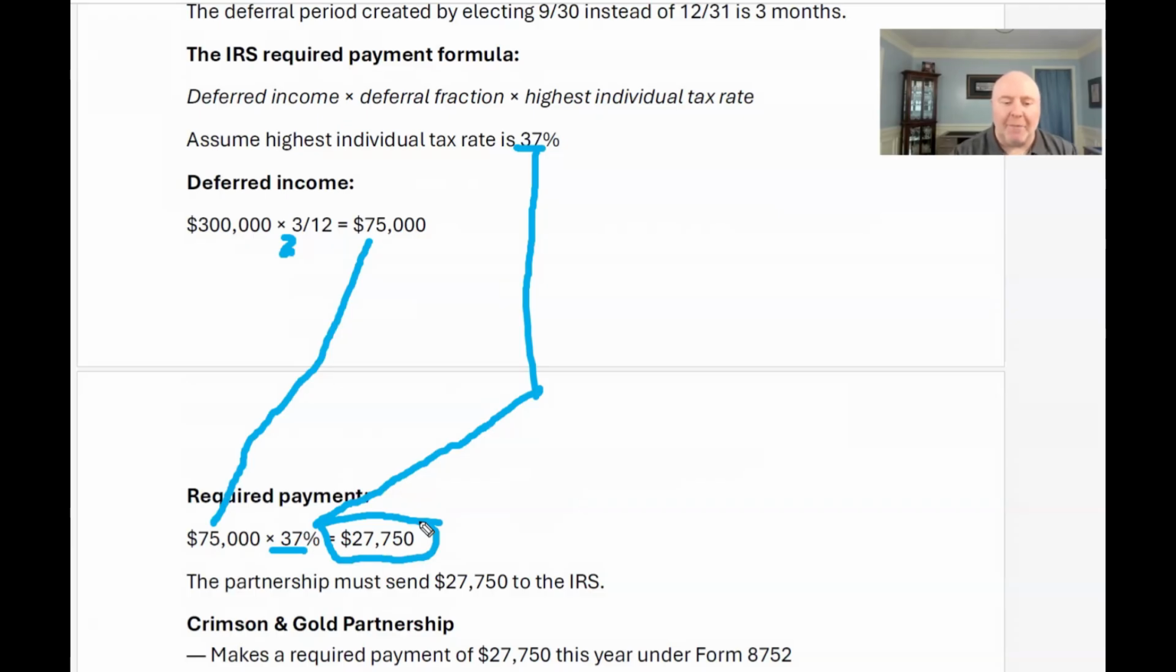And what has to happen is this is going to be per year. Now, it doesn't mean that we're paying $27,750 per year. What it means is we have to go through this formula every single year. Okay. We're doing these calculations every single year.